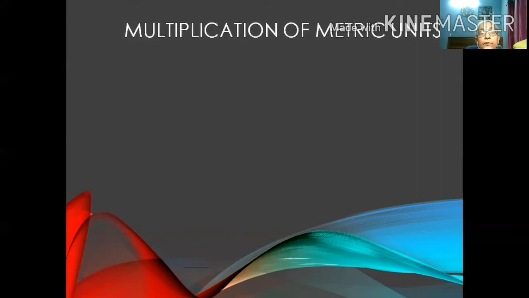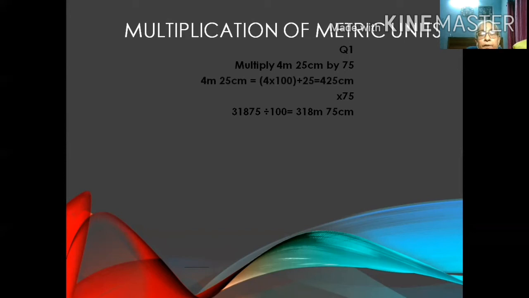Now we come to the third form of the mathematical multiplication. Multiplication of metric units. Now for multiplication we have to bring them into one unit. How? Question number 1. Multiply 4 meter 25 centimeter by 75.